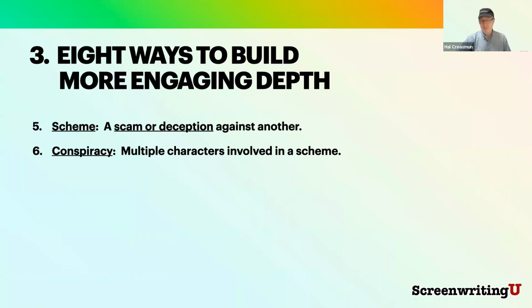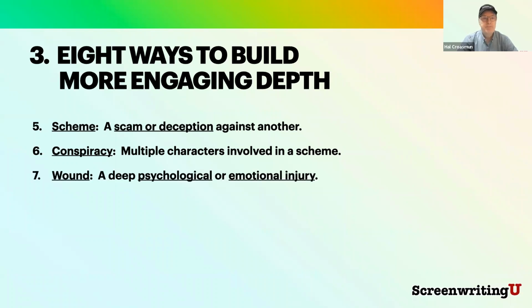Number 6, I've mentioned this one before, but now we're talking about a conspiracy. This means you have multiple characters involved in a scheme. And so anytime you have a conspiracy, it's not just the scheme. One person could run a scheme on another, but with a conspiracy, you have a whole bunch of characters working together in many different ways to make that scheme happen.